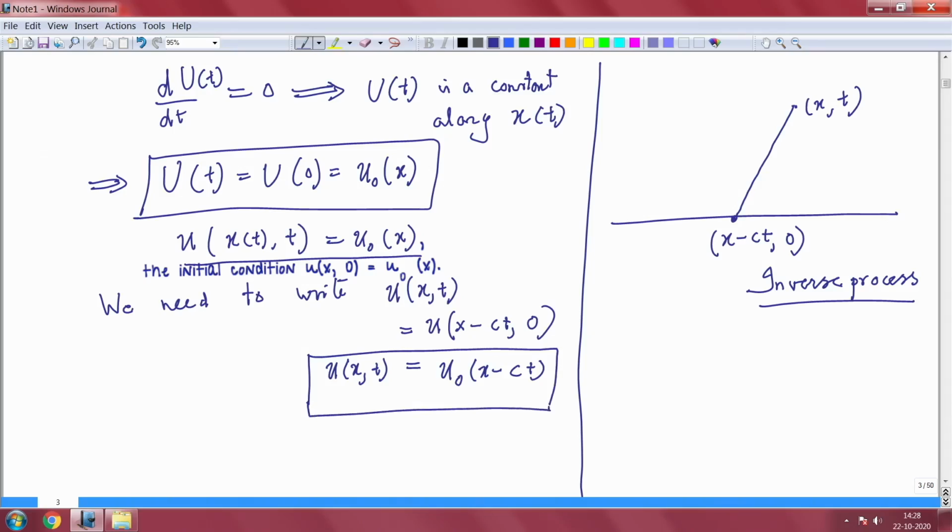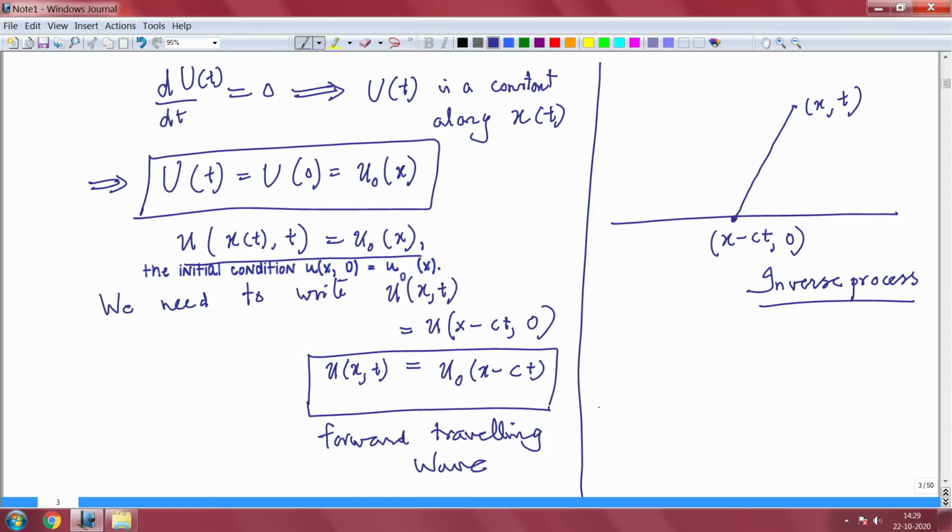If u naught is twice differentiable, you can verify that u(x, t) is indeed a solution. So what is happening here? This is called a forward travelling wave.